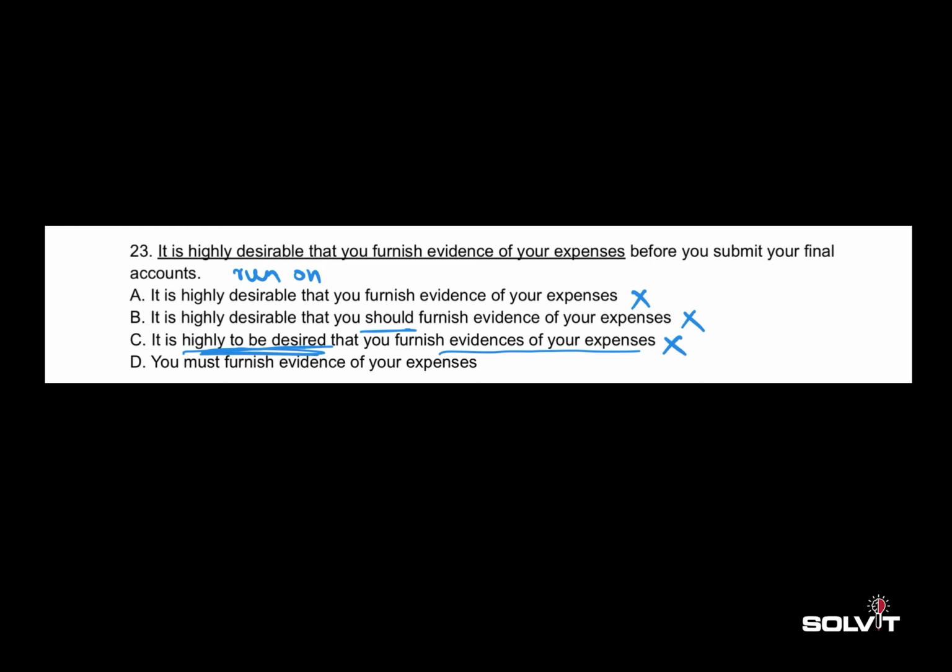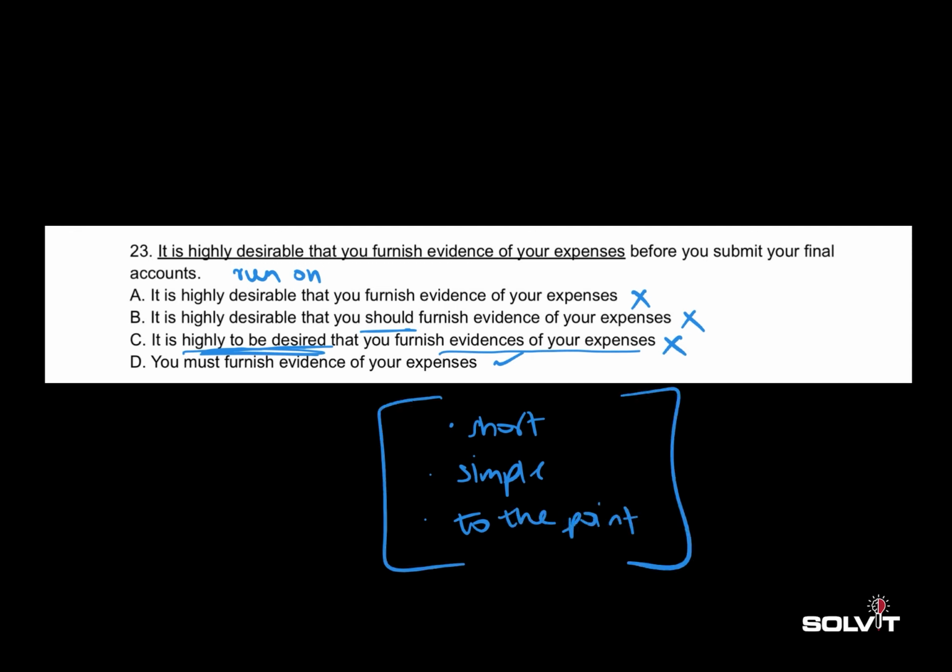Option D, you must furnish evidence of your expenses. Now, see, what is this? It's short, it's simple, and it's to the point, right? And that is our main goal. So, you must furnish evidence of your expenses before you submit your final accounts. Is it getting your point across? Yes, it is. Is it simple? Yes, it is. Is it short? Yes, it is. So, our correct answer is D.